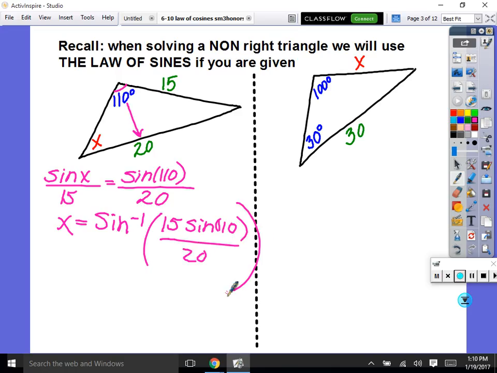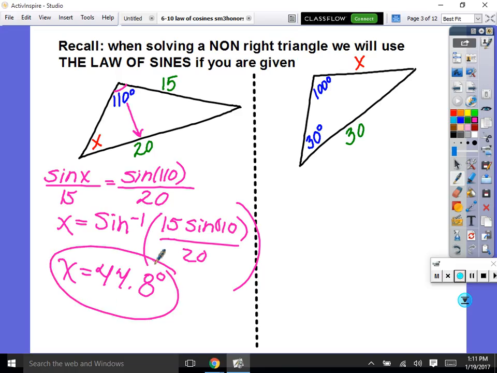Now, everybody should do it so that if you get a different answer, you can say, I didn't get that, because we don't want to just believe the person next to us, because they might be wrong. X is 44.8 degrees. Did we all get that so we can agree? Okay, cool. Moving on then. If we all got it, we're good.